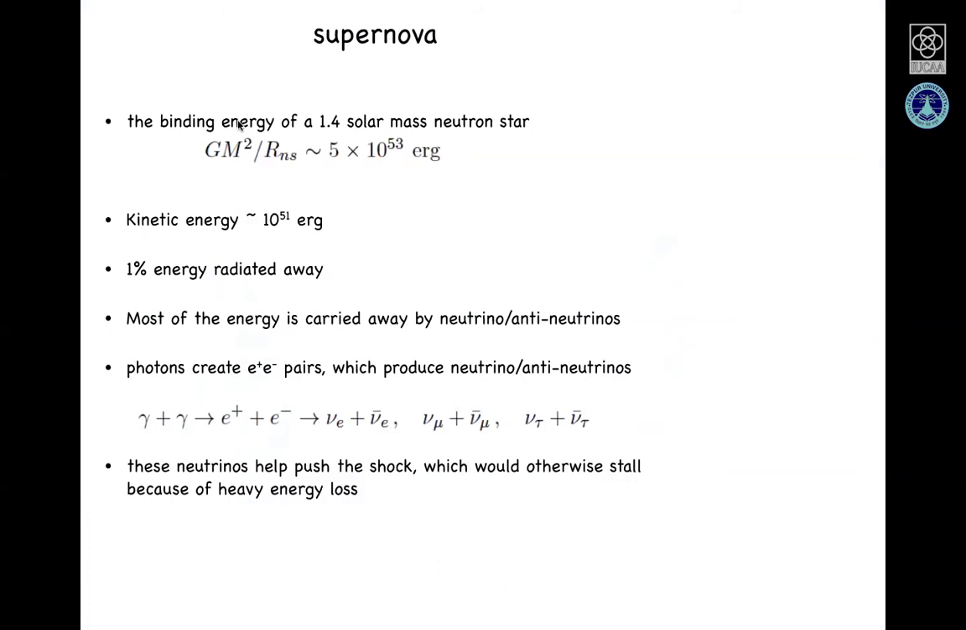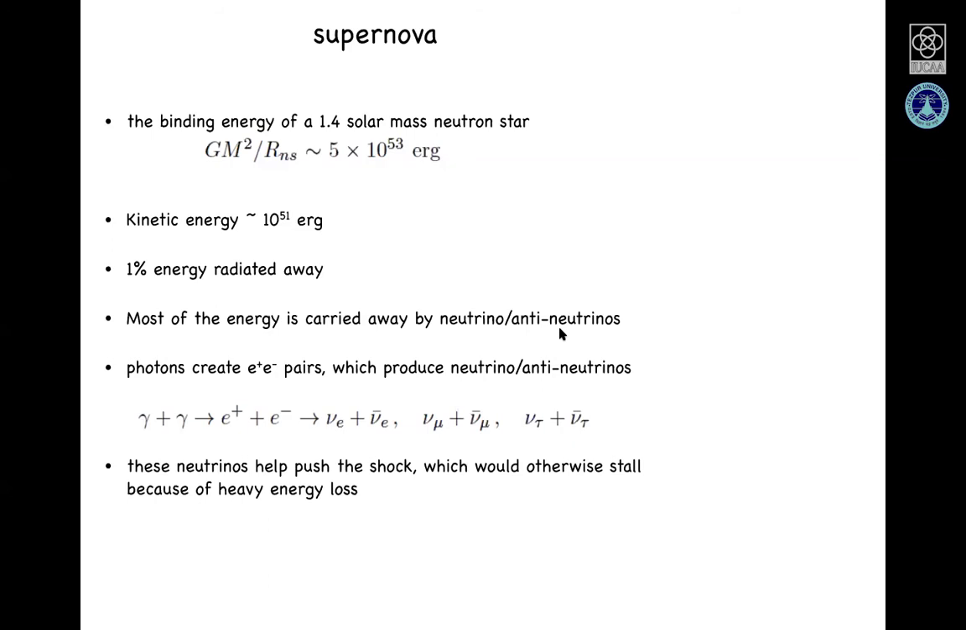The total binding energy of a neutron star is of this order, 5 times 10 to the 53 ergs. This is larger than that of a white dwarf star because its size is smaller. The kinetic energy of the supernova shock, which has been estimated from observations, is of the order of 10 to the power 51 ergs. And 1% of this energy is seen as radiation, but most of the energy is carried away by the neutrinos or antineutrinos, which are produced during the production of the neutron star in the core.